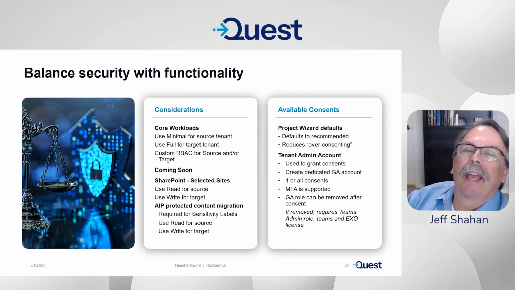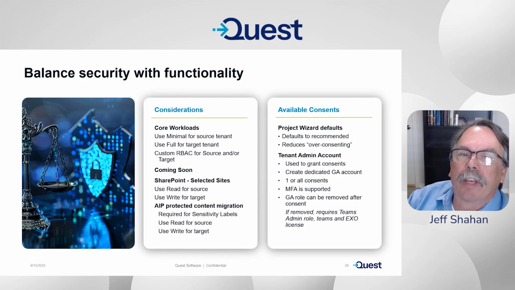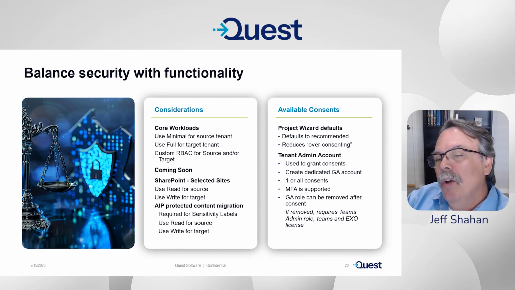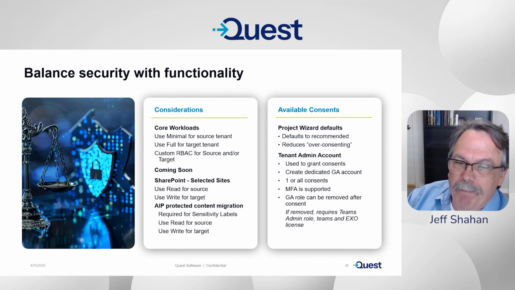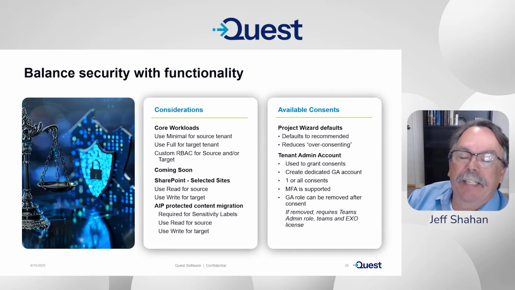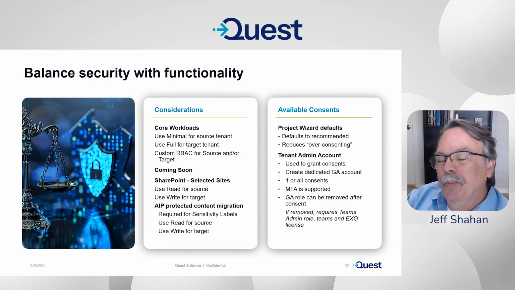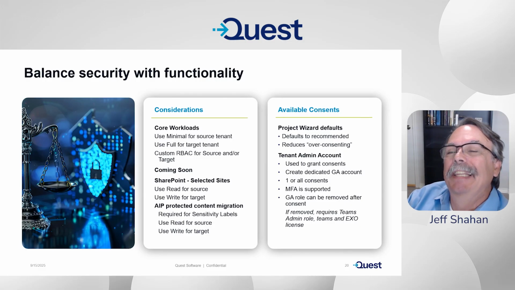The project wizard has some defaults that we recommend for which consent you use for the source or the target to reduce over consenting. When we first released the minimal and full consents, I had experienced customers consent to all of the consents for each. And at that time, we had a legacy consent that said neither full nor minimal. And the logic built within the tool was to use the least level consent granted for each tenant. So that caused basic functions to fail.